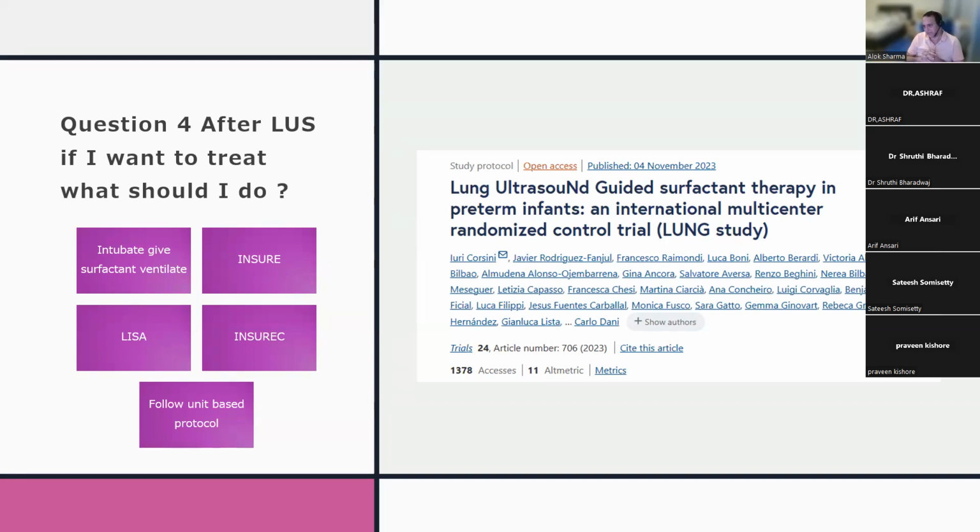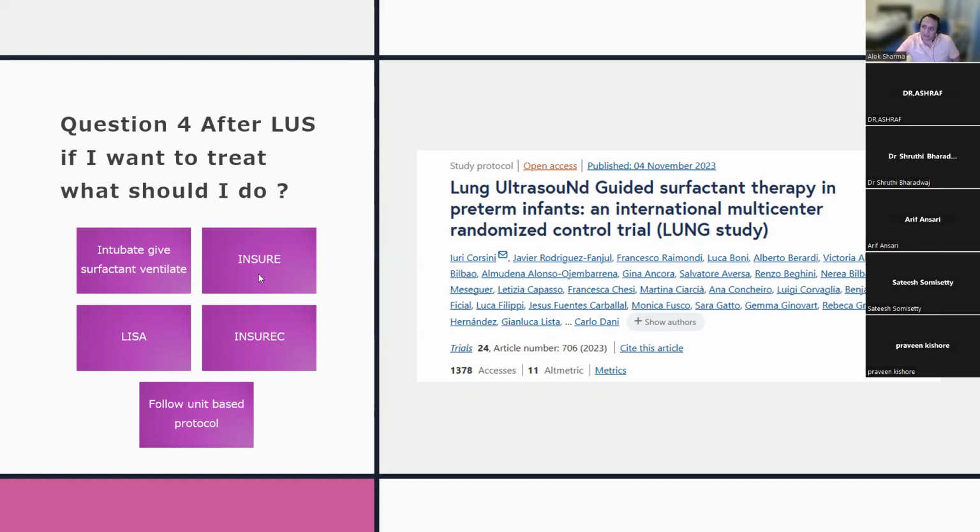Now, I just want to emphasize again that there is no difference in cutoff scores at this particular point, based on the study by Bratt and DiMartino, to say that we'd use a different score to decide whether you'd use INSURE or LISA.